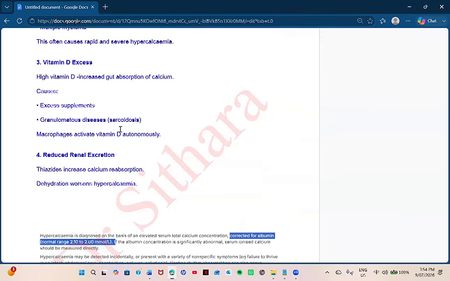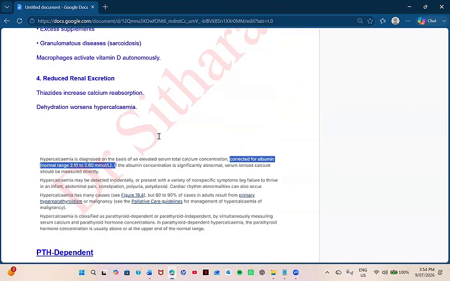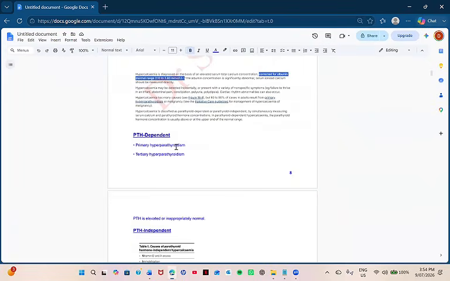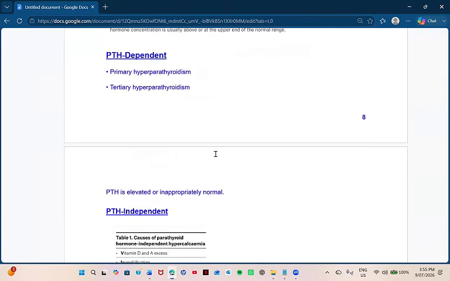Due to excess supplementation, granulomatous disease, or reduced renal excretion, thiazide increased calcium resorption, dehydration causes hypercalcemia. So these are the features or other things. Okay. So usually parathyroid hormone is dependent in primary hyperparathyroidism and tertiary hyperparathyroidism, right?